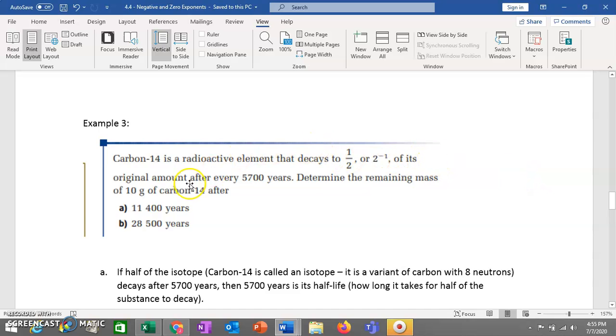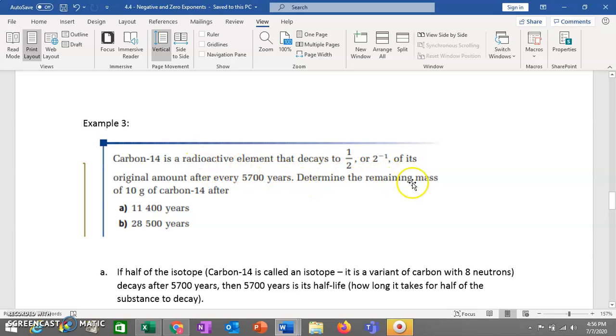If you look in your textbook in this section, they talk a little bit about radiometric dating. So here we have carbon-14. If you've ever heard of carbon dating, that's what this is talking about. Carbon-14 is a radioactive element that decays to 1/2 or 2 to the negative 1. Think about that for a second. 2 to the negative 1. If I want to make that positive, that's going to be 1 over 2 to the exponent 1, which is 1/2. So 2 to the negative 1, or 1/2 of its original amount after every 5,700 years.